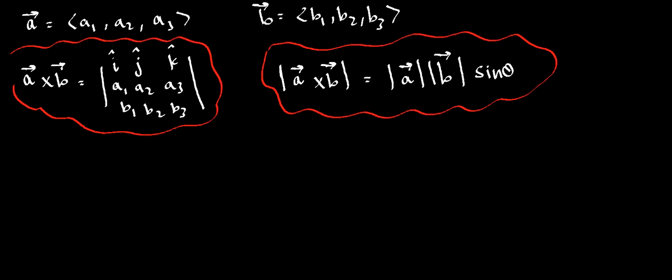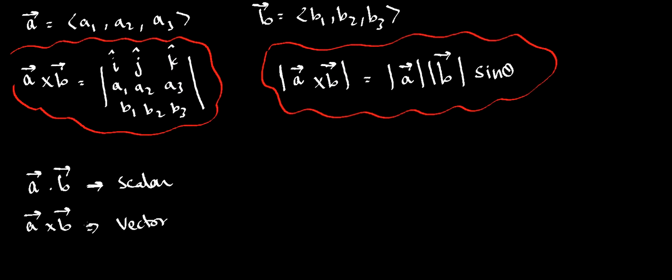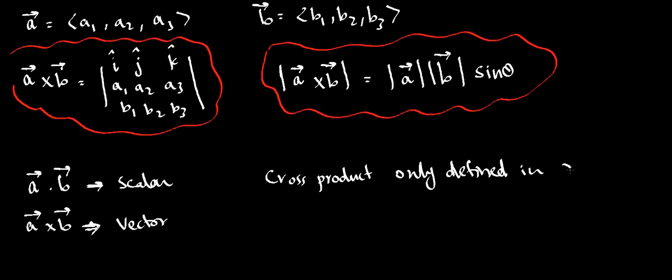Also, you need to know that A dotted with B is going to give us a scalar. A cross B is going to give us a vector. Also, you need to know that the cross product is only defined in 3D, three-dimensional. So if you have two-dimensional vectors, you can't find their cross product. You can only find their dot product.